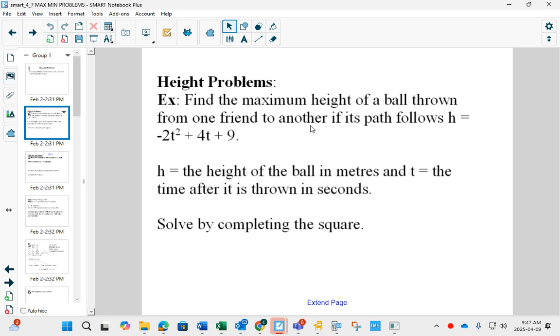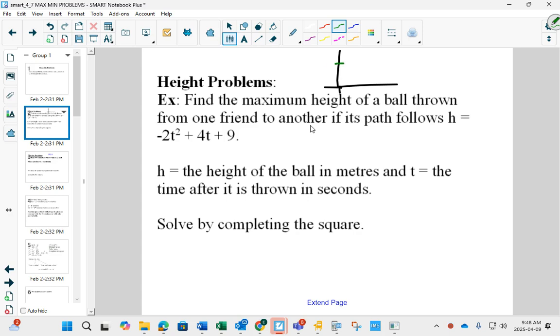So, find the maximum height of a ball thrown from one friend to another if its path follows this equation. Do you see that the equation is a parabola? And height is a function of time. So at different times you have different heights. Makes sense, you throw a ball, it would go up in the air, reach a maximum, and then come back down again. So we want to find out where that maximum height is. And we imagine, like this is the situation, you can draw your axes, the person is probably throwing it, and what are the units here? Height of the ball in meters.